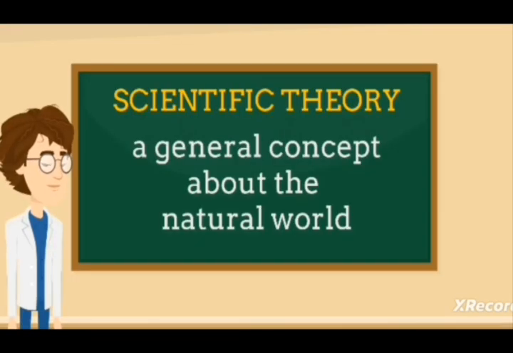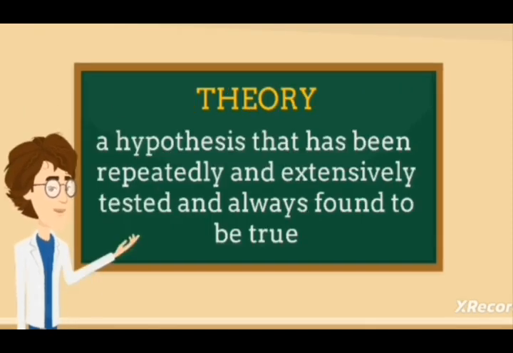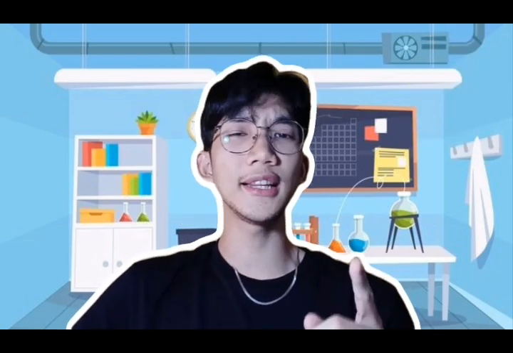Conclusions from many different but related experiments may lead to the development of a scientific theory, which is defined as a general concept about the natural world. A theory, therefore, is a hypothesis that has been repeatedly and extensively tested and always found to be true. But always remember, Psychopunks, as stated by Keaton and McFadden in 1983, scientists should be ready to alter or even abandon their most cherished generalization when facts contradict them.